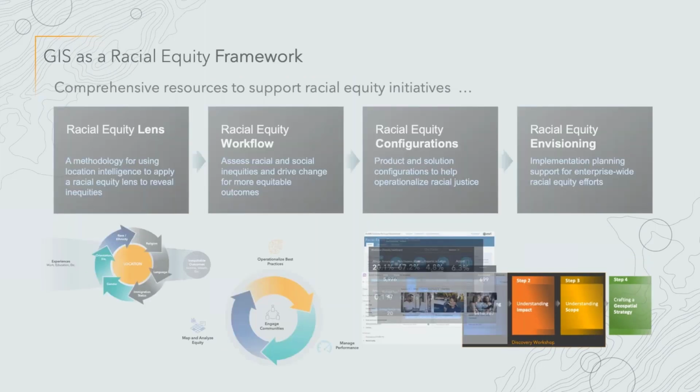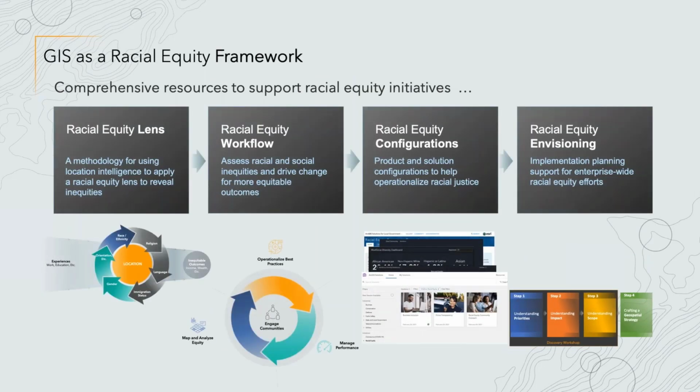So as you can see, Esri provides comprehensive GIS and location intelligence resources to support a broad range of racial equity and social justice initiatives.